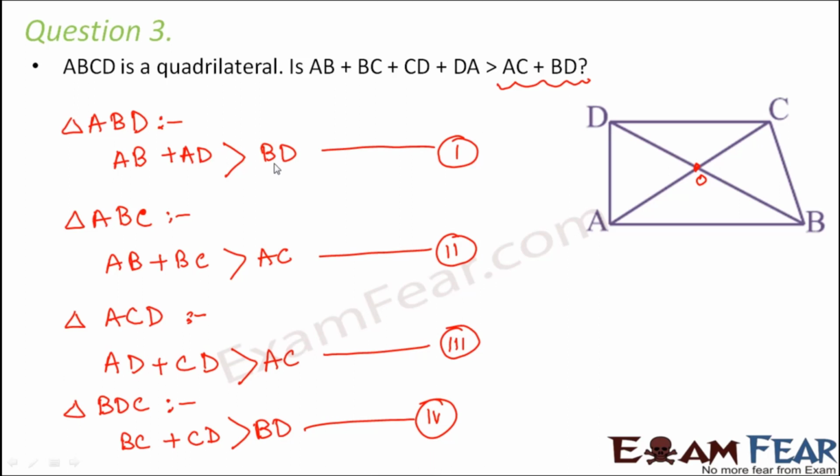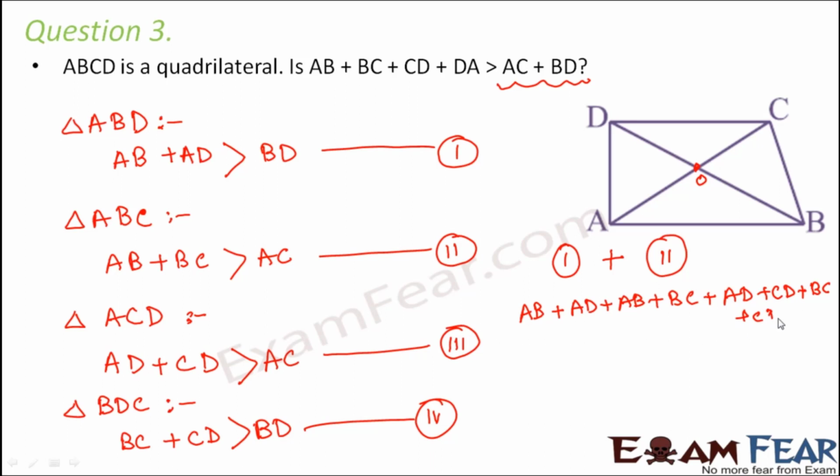Now, as expected, we are going to add up all of these. What we will do is add 1 and 2. When we add 1 and 2, what happens to the left hand side? On the left hand side we get AB plus AD plus AB plus BC plus AD plus CD plus BC plus CD. This is greater than BD plus AC plus AC plus BD.